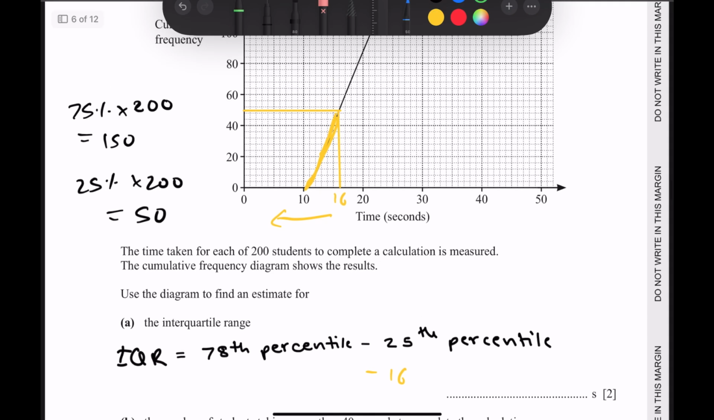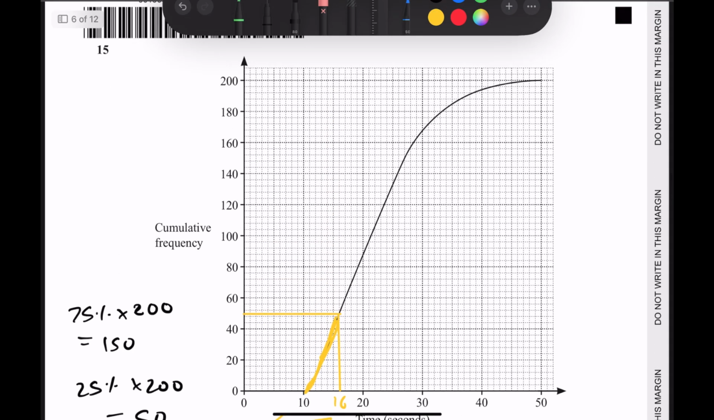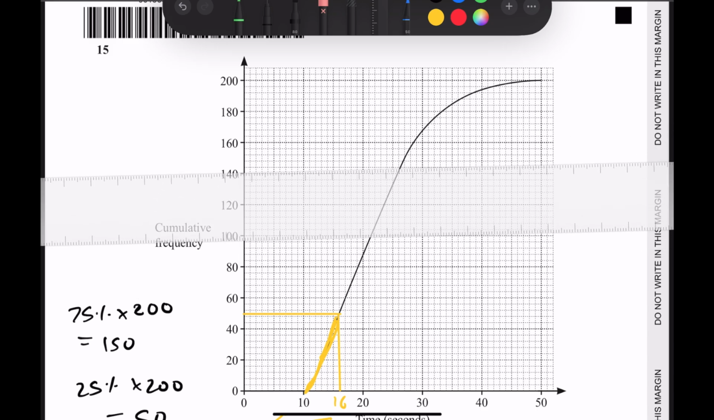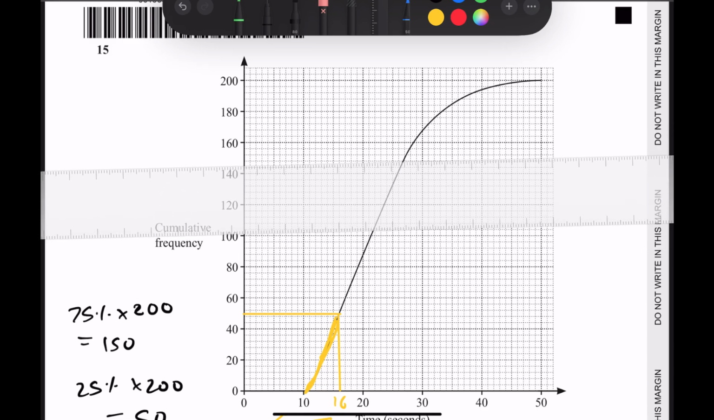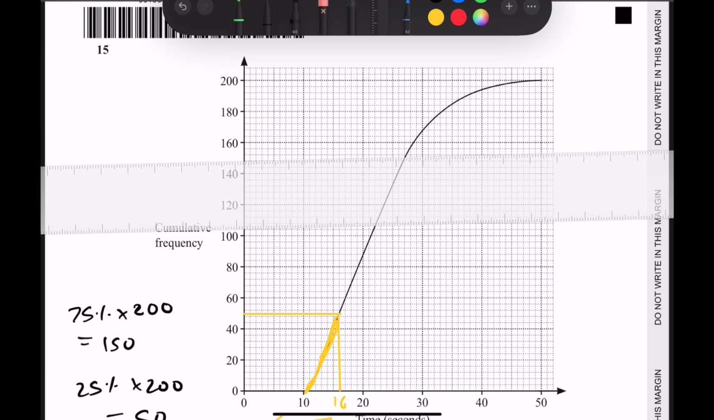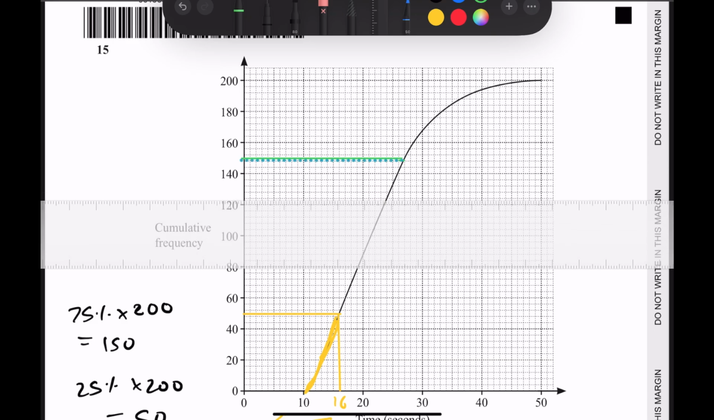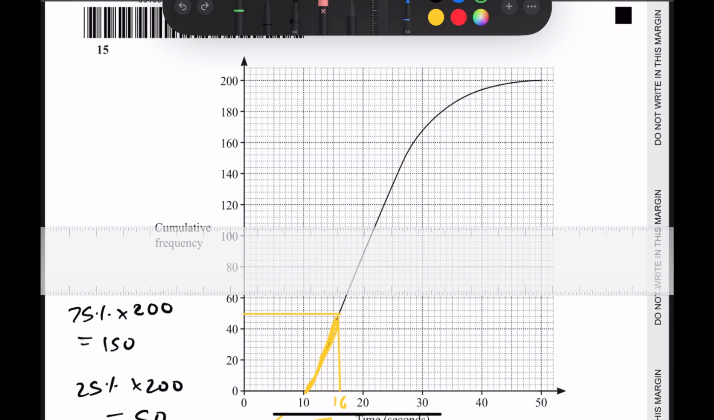Now to find the 75th percentile, you have to see the time when the cumulative frequency is equal to 150, since 150 is 75% times the total cumulative frequency, which is 200. So in this case, let me first draw 150 over here. Wait 1 second. There we go. 150 at this point.